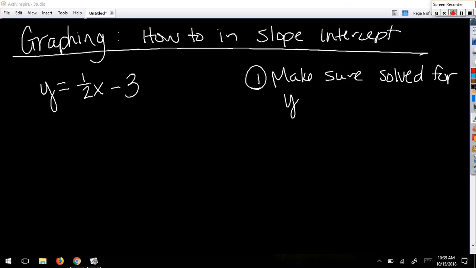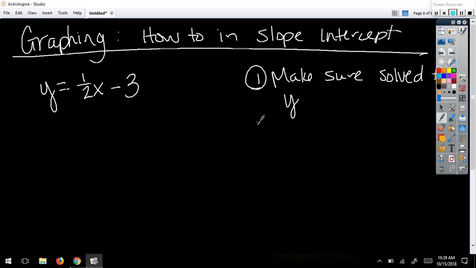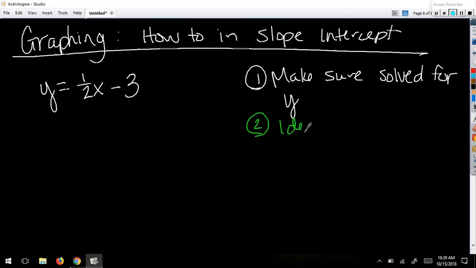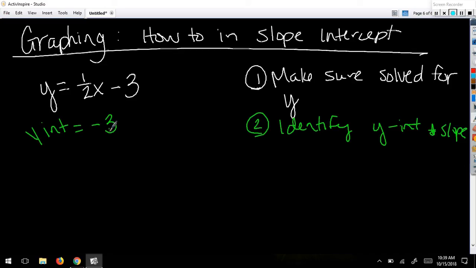All right. Next, what we want to do is identify the y-intercept and the slope. So look at that equation. What is the y-intercept? -3. What's the slope? Does that confuse anybody? That's all you gotta do.